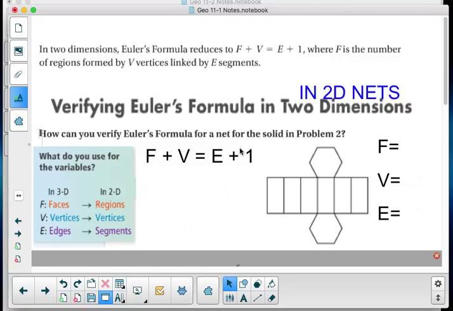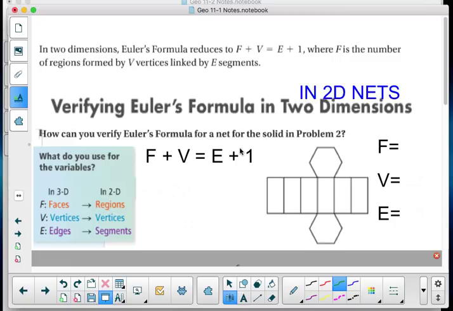Now remember, in 2D nets, this is a 2D net. How can you verify Euler's formula for a net for the solid in problem 2 here? This is my problem 2. We're going to use these variables. We've got F for faces in 3D, V for vertices, and E for edges. But in 2D, we're talking about regions, vertices, and segments. So let's count them up. Remember, there's going to be a lot of symmetry here.